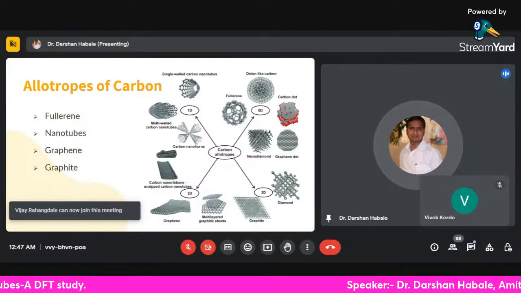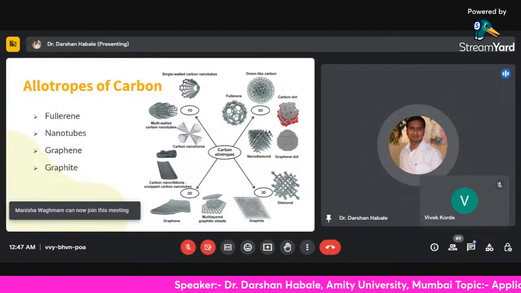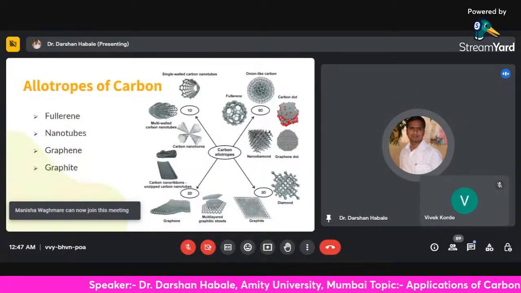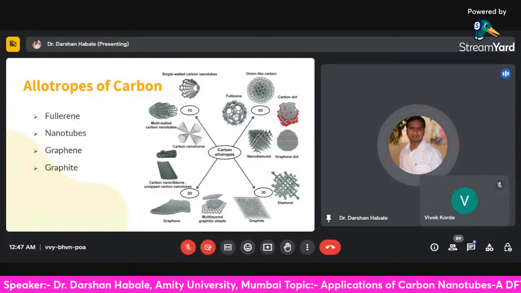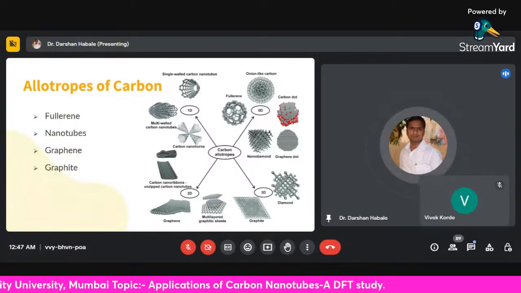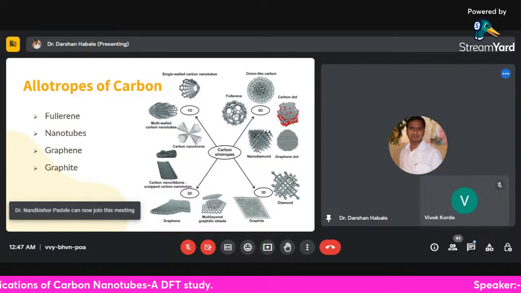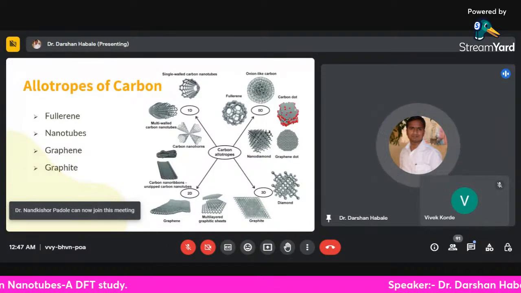So there are various hybridization states of carbon: chemical, mechanical, thermal, electrical. These characteristics of various allotrope forms are closely connected to their structure and hybridization state, allowing the same material to be used for a variety of applications. So here you can check in this diagram.